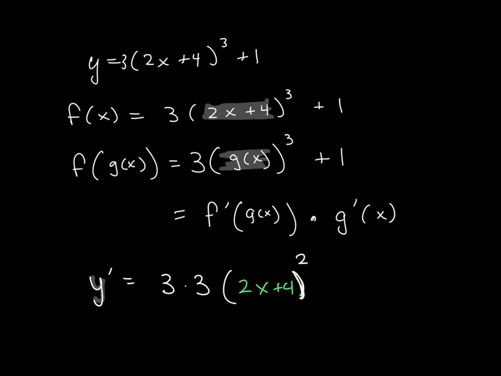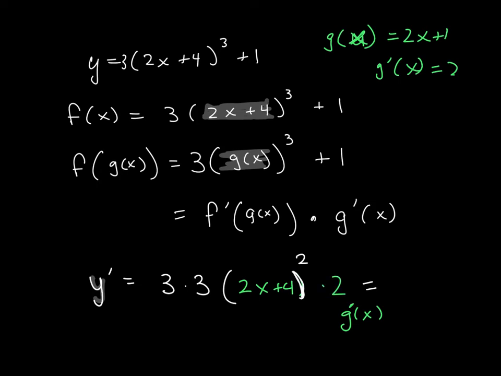Now, I multiply this times the derivative of g of x. Well, the derivative of g of x, or you can think about it as u, it doesn't matter, is just 2. So all of this is just equal to 3 times the 2 at the end to give us 18 times 2x plus 4 quantity squared.